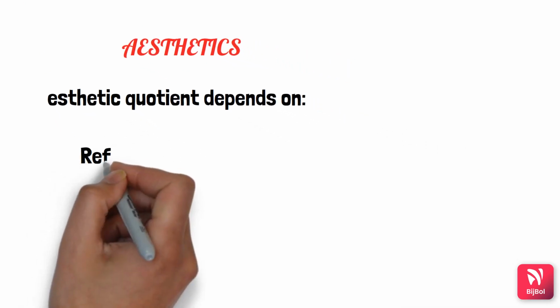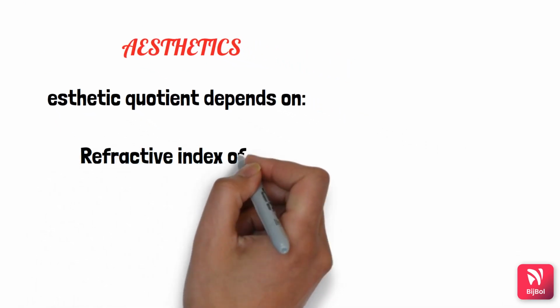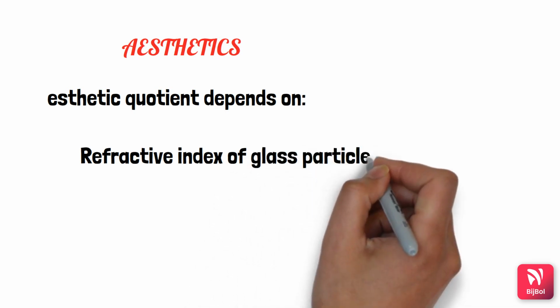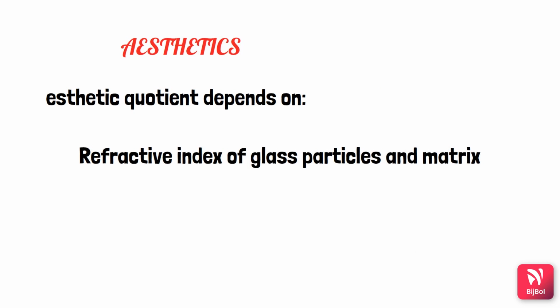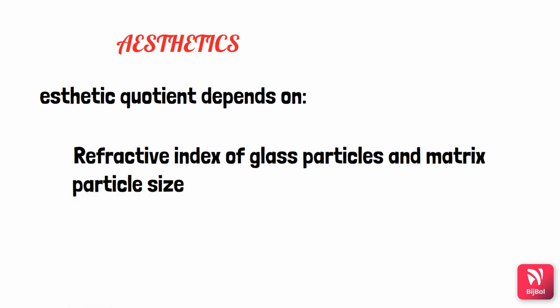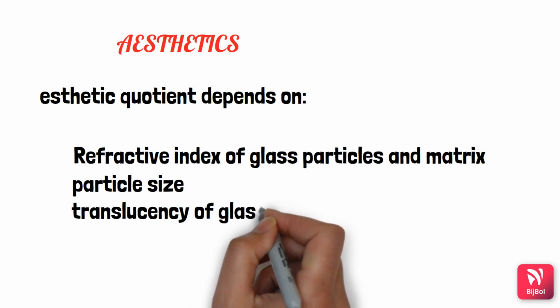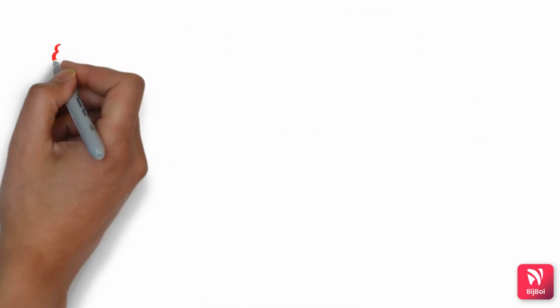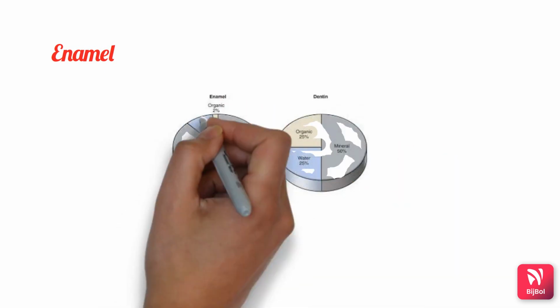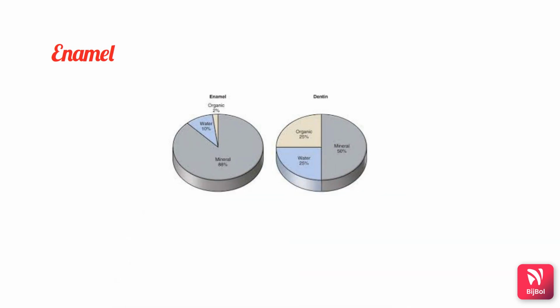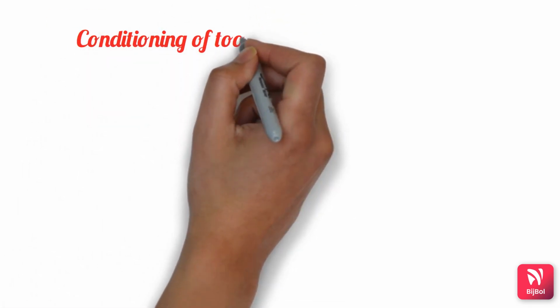Aesthetics depends upon three things. One is the refractive index of the GIC, that is the glass particles which are present in the GIC, and also the matrix, and also the particle size of the GIC with its translucency of the glass particles. If you see the enamel, the refractive index of the enamel is more because of its high percentage of inorganic content, and bonding of the GIC to the enamel is also stronger than to the dentin.